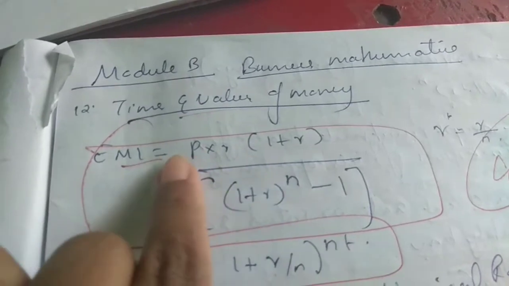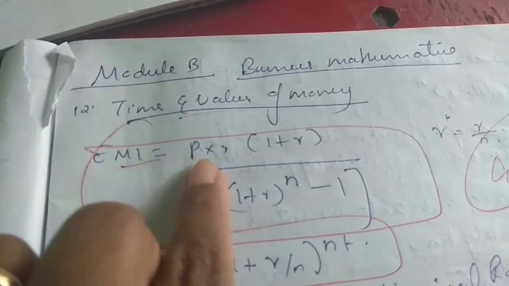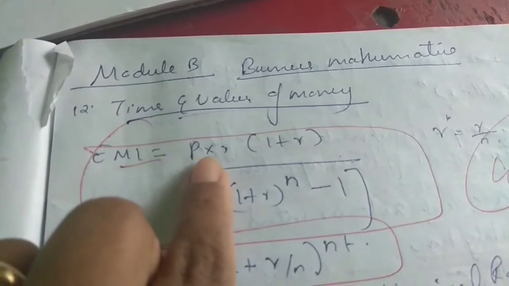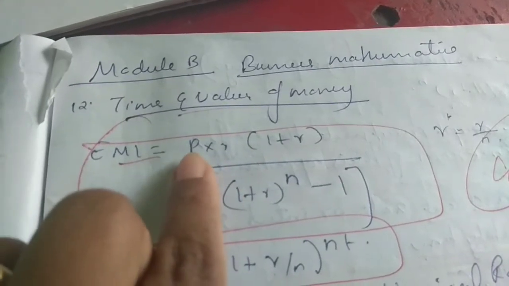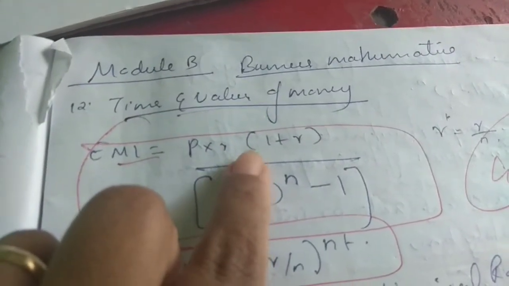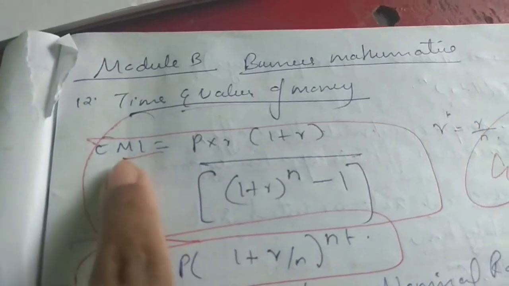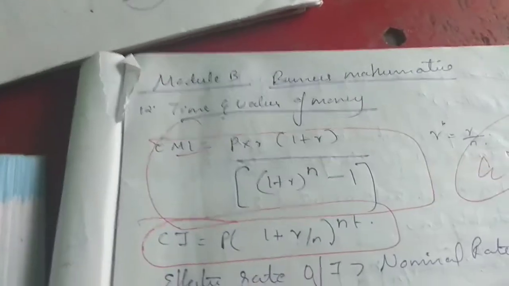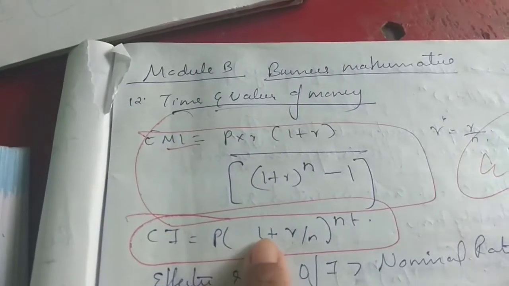So someone takes a loan of some P lakhs, say 10 lakhs, and its rate of interest is given. So we can find the equated monthly installment from this equation. And compound interest, we all know, is P into (1 plus R by N) whole raised to NT.